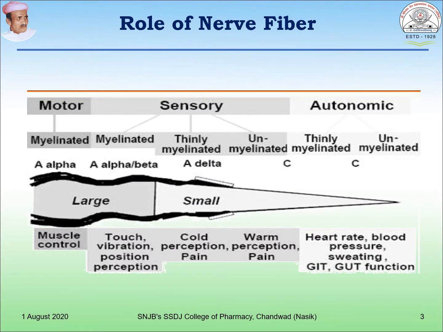If you see the structure of the nerve fiber, it consists of the motor nerve, sensory nerve, and the autonomic nerve. The motor nerve is a larger portion which is myelinated, and the sensory nerve is myelinated, thinly myelinated and unmyelinated, whereas the autonomic nerve is thinly myelinated and unmyelinated. Particularly when we are talking about pain perception, neuropathic pain or peripheral pain, in most of the 90% of the cases, the sensory type of nerves or neurons are highly affected.